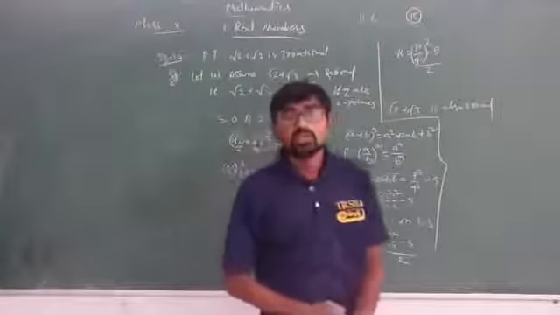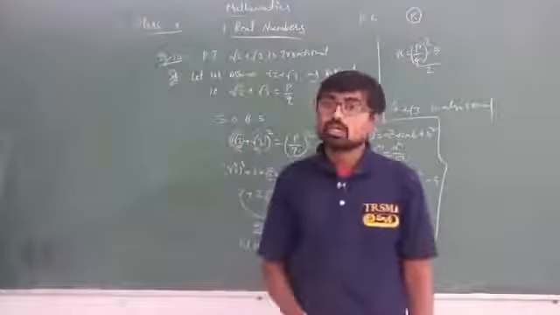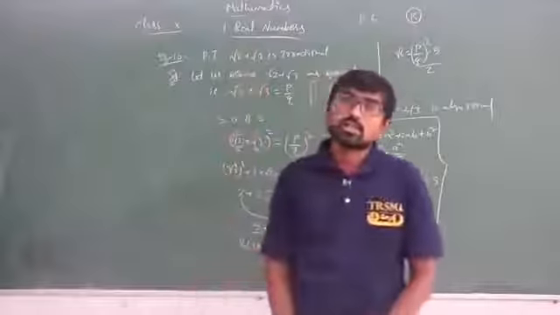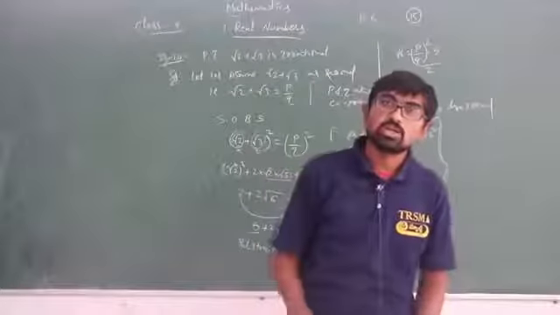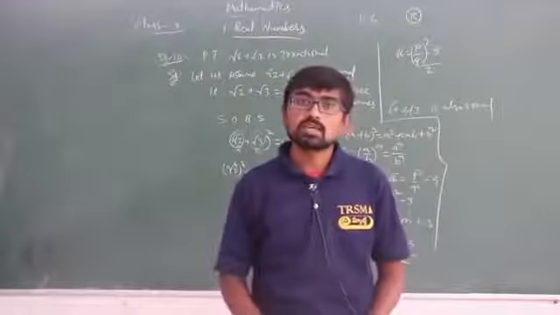So like this, you have to prove that the given numbers are irrational numbers. After this you will be having an exercise. You just try that exercise.